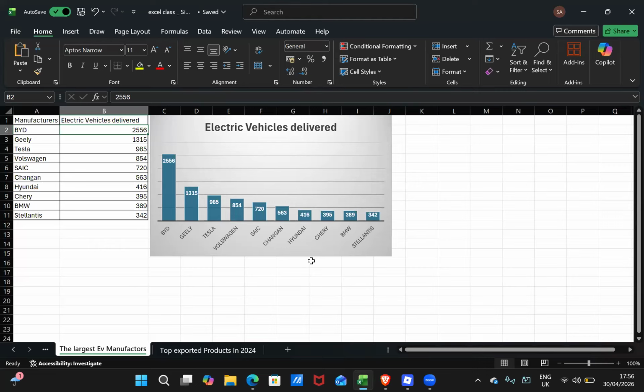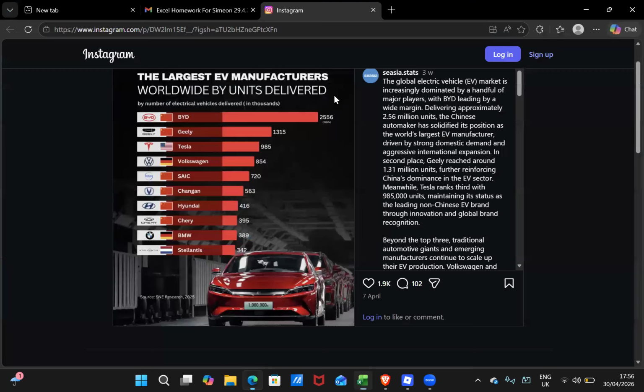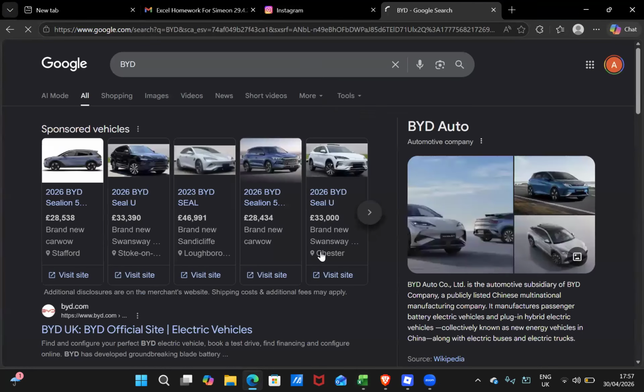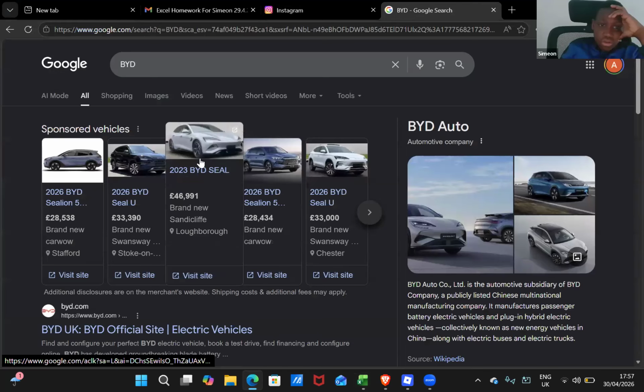Somebody would have thought that Tesla is number one, isn't it? I don't even know what BYD is. I've never heard of BYD. It's like an acronym. Build Your Dreams. It's like an acronym. Oh, I've seen these cars. Yeah, you've seen them, right?